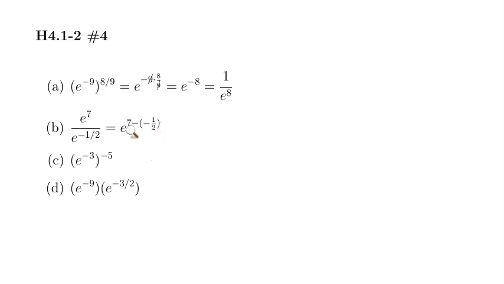What is 7? 7 is 14 over 2, plus 1 over 2, so it's going to be 15 over 2. This is going to give us e to the 15 over 2. So we get that. Let's type it in.